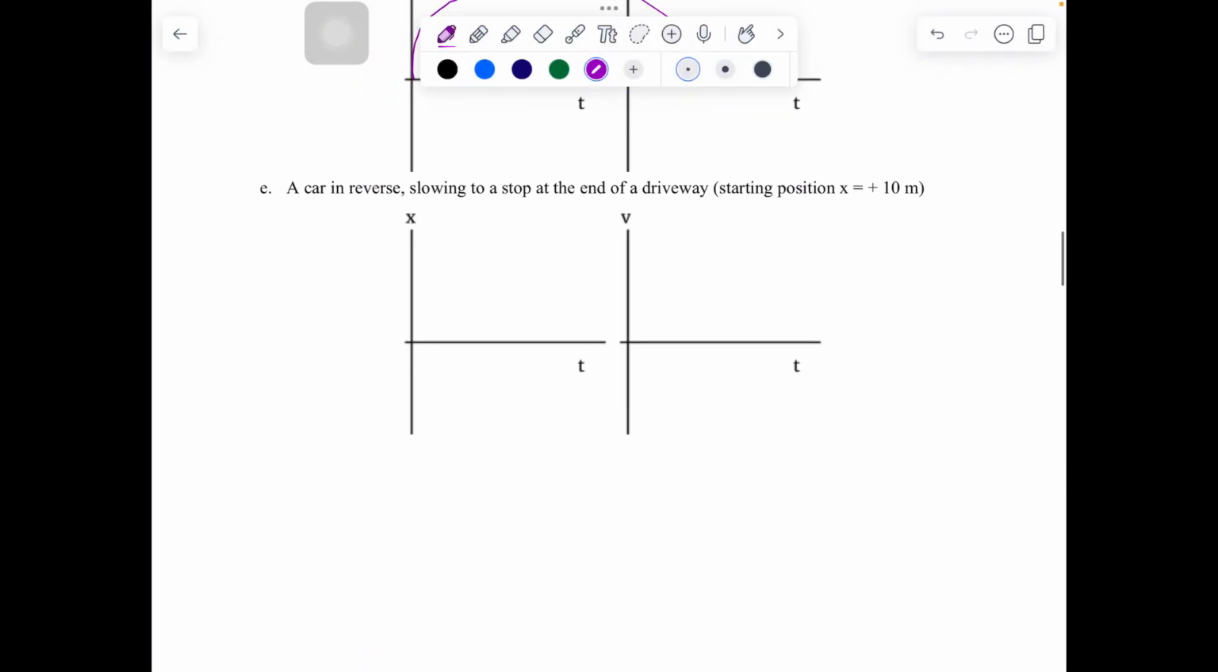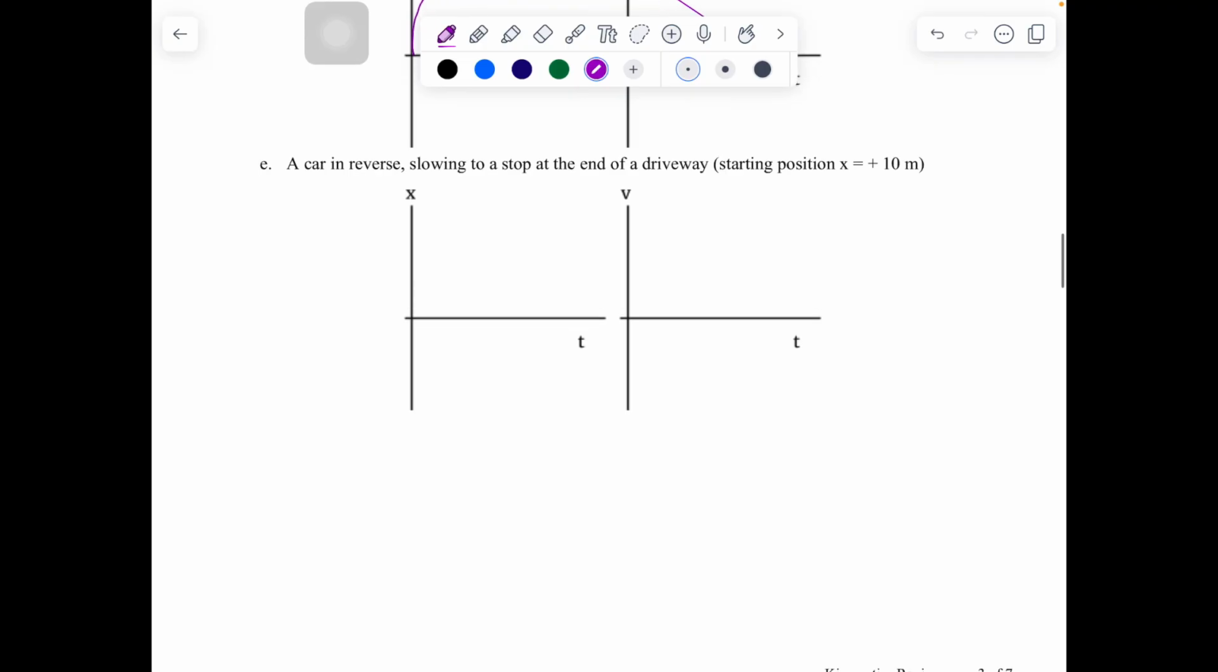Excellent. A car in reverse slowing to a stop at the end of a driveway. We're starting at plus 10 meters. Let's say 10 meters is up here. Slowing to a stop at the end of the driveway, so we're moving backwards. That means we're moving down on our position time graph. We're slowing to a stop at the end of the driveway. We can say the end of the driveway is our origin there, our position of 0.